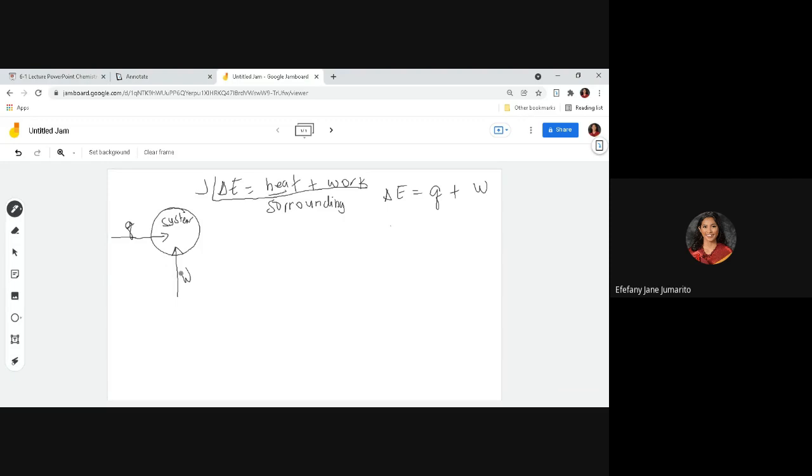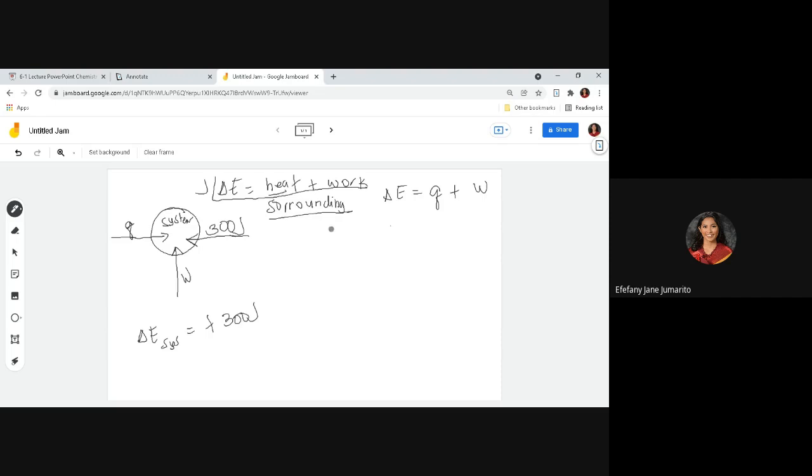Now, this is your surrounding. If we add 300 joules of heat to the system, what will happen to the internal energy, the total energy of the system? It will increase. The internal energy of the system will increase by 300 joules of heat.